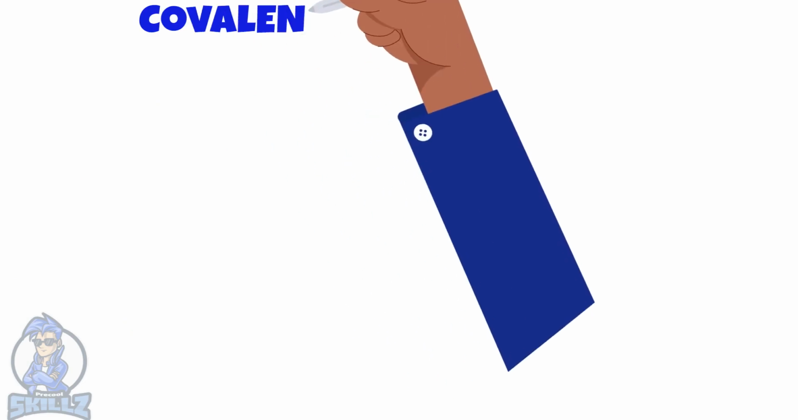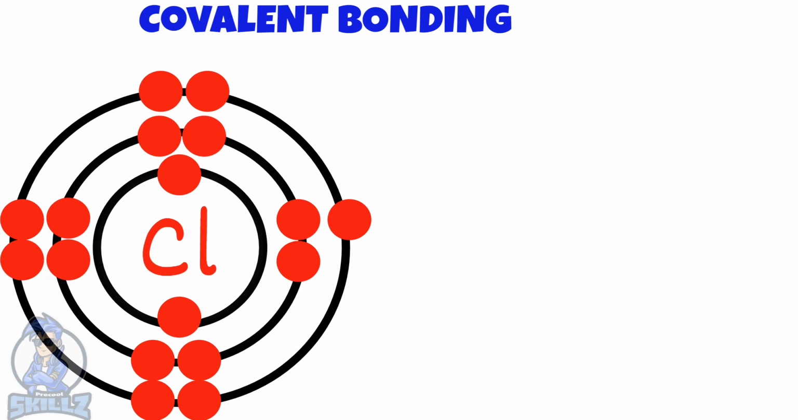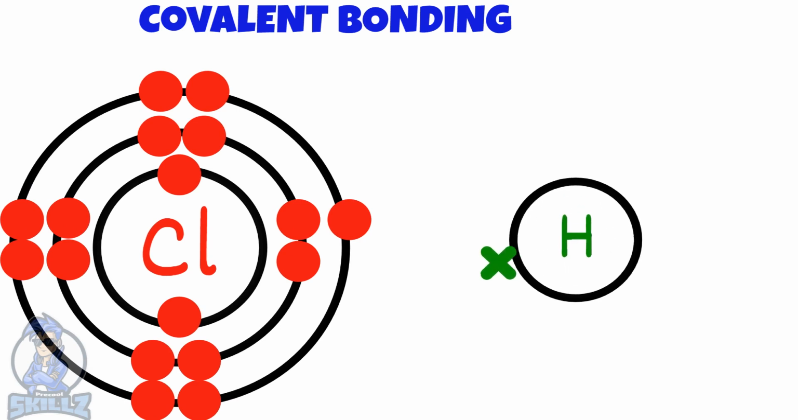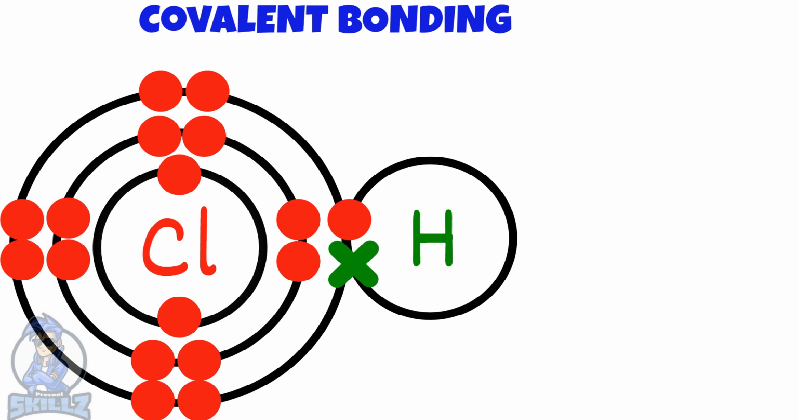Let's take another example of the covalent bond, in a hydrogen chloride molecule. A chlorine atom has 7 electrons in its outer shell, and hydrogen has 1. By sharing 1 electron each, both atoms will reach a noble gas structure.